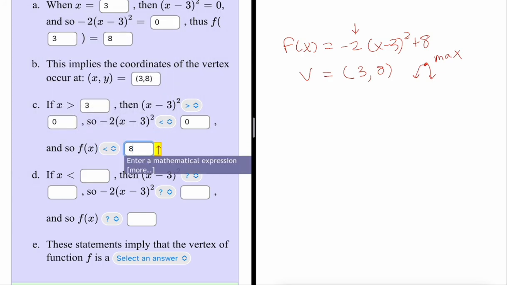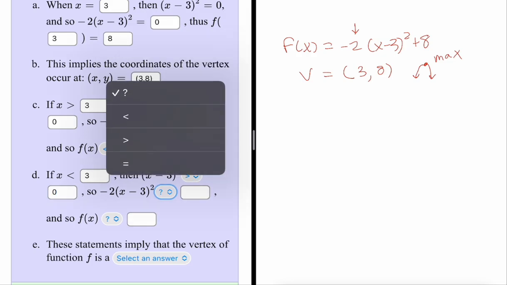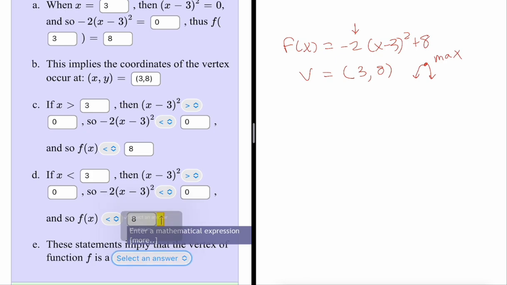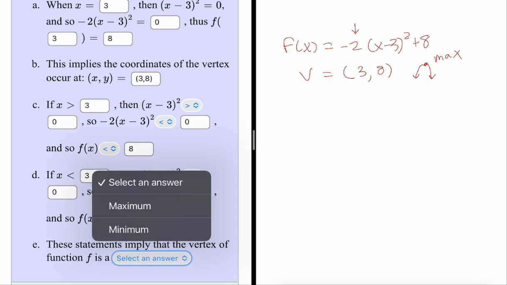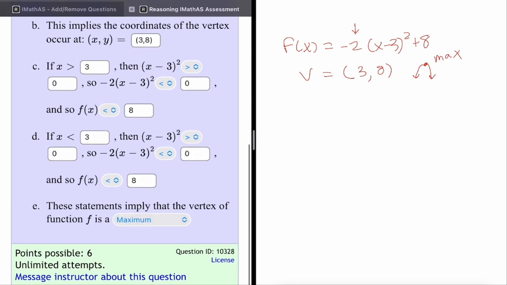Okay, let's talk about that again. When x is bigger than 3, so we have to be over here on the side going down, (x minus 3) squared would be bigger than 0. So if I multiply by negative 2, it's going to be less than 0. So the function has to be below 8. If our x is bigger than 3, it initially would have been bigger than 0, but when we multiply by a negative, it becomes less than 0. So our function value, on the other side, would be less than 8. These statements mean that our vertex is on top. It's a maximum. So that's what they wanted for all of that.